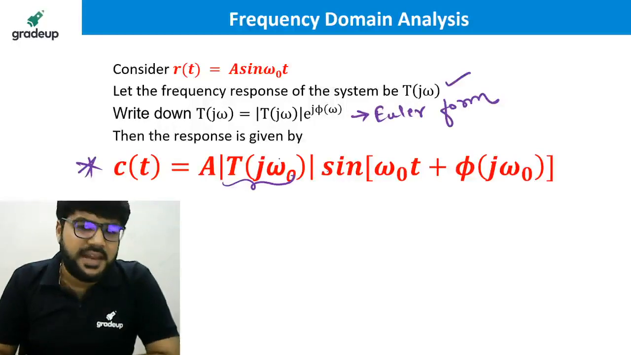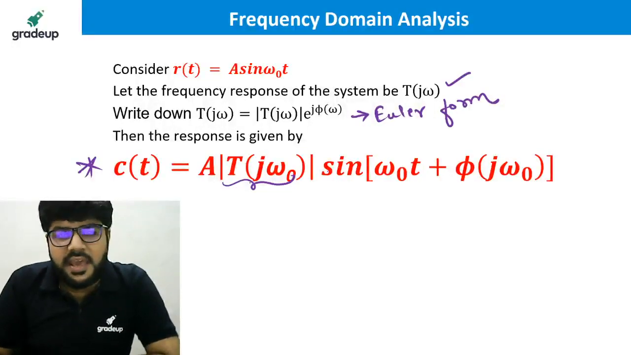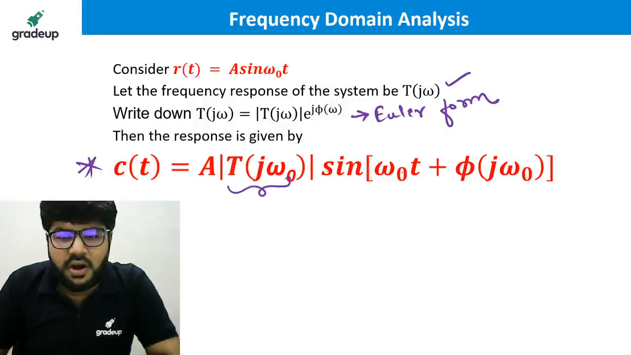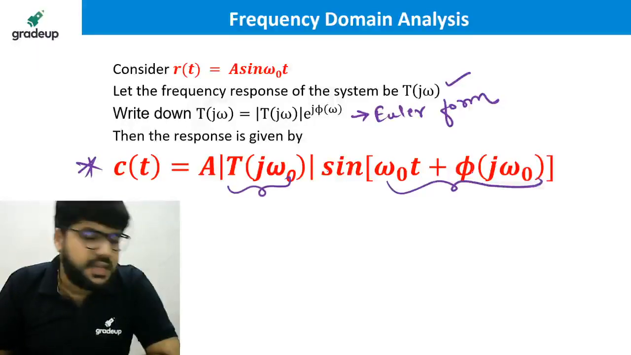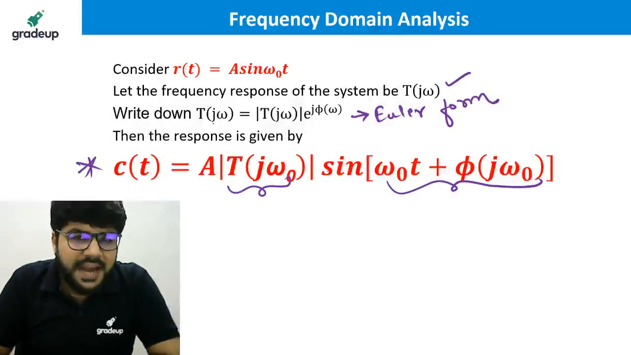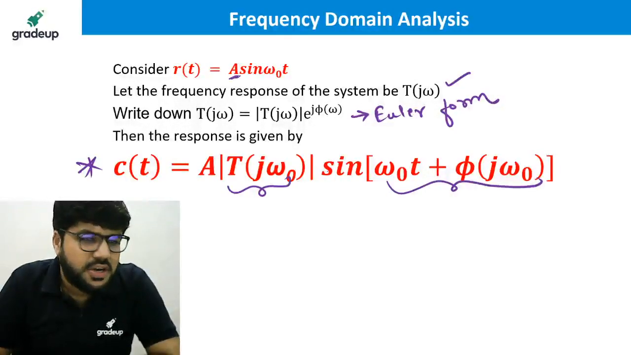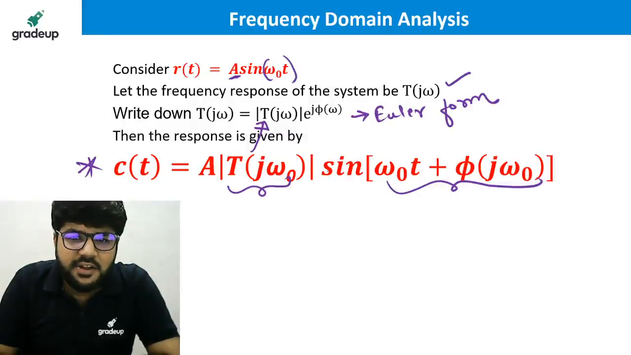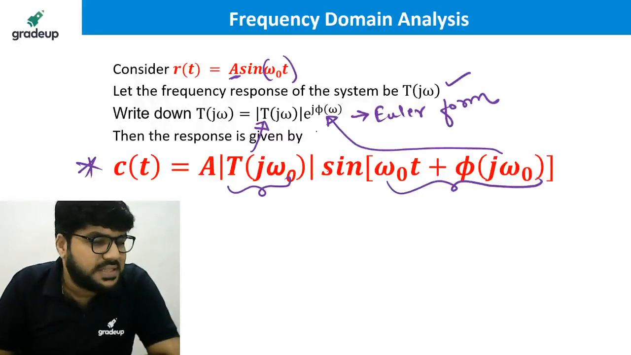We will take numerical examples to understand this. A mod of T(j omega naught) into sin of omega naught t plus phi(j omega naught). Got it? That means the amplitude of the sinusoidal signal is multiplied by the magnitude of the frequency response, and the phase of the sinusoidal signal is added with the phase of the frequency response.